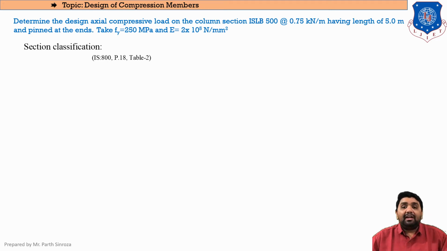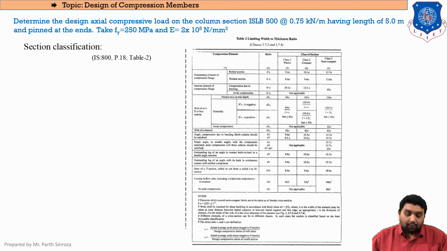For that, we will again move to page number 18 of your IS code. From page 18 you can see that up till now we have solved the strut portion, and for the strut portion, that was the angle portion, we have used these cases. But now we are dealing with columns. And here specifically it is mentioned that it is given as an I section. So an I section has two units, that is a flange and a web.